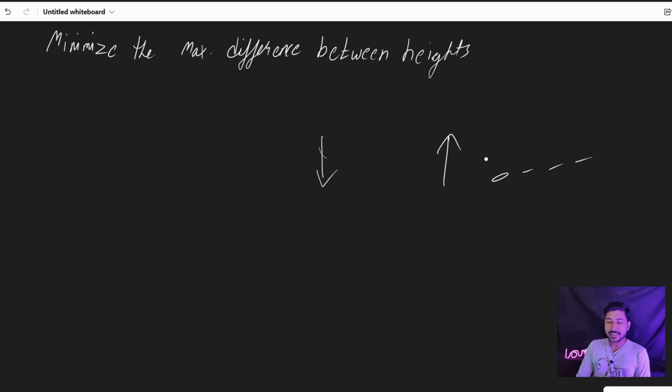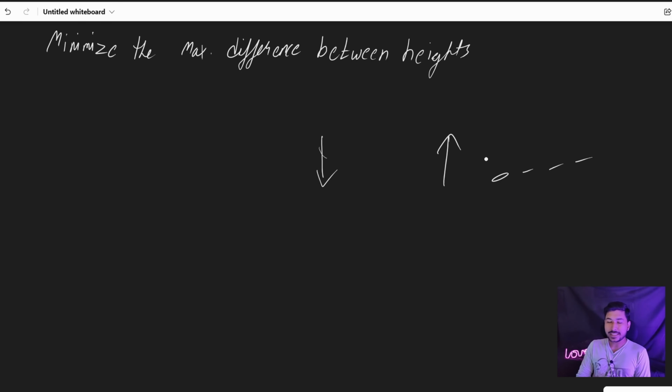So we have to find out which elements to increase and which elements to decrease to minimize this difference. Here we know that if we add k to A and subtract it from B, we are going to get the minimum difference. But it is not that simple because you have some elements in between, and you want to know which element can cross the maximum height and which element can cross the minimum height.